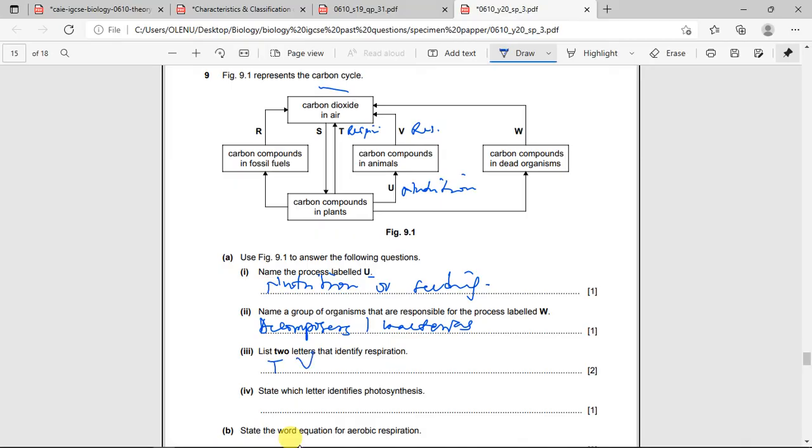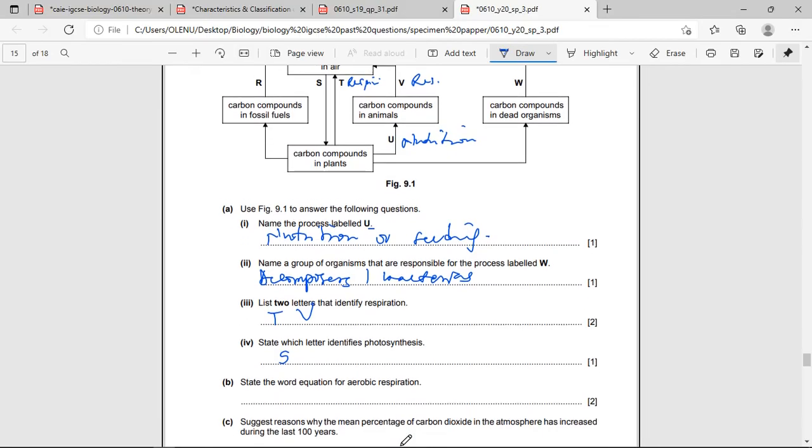State which letter identifies photosynthesis. Carbon compound in fossil fuel, no. So this is S, where the carbon dioxide in air gets into the plant to make carbon compound in plants through photosynthesis. So here is S.